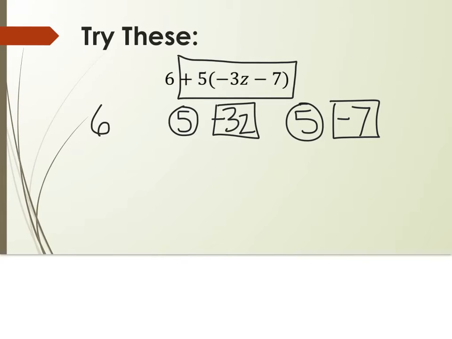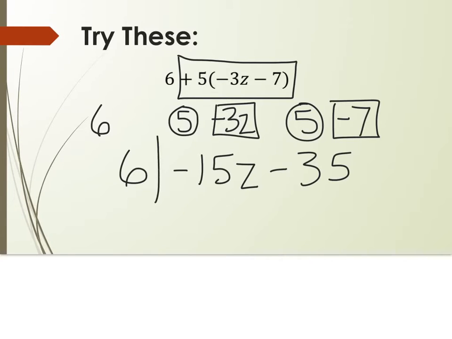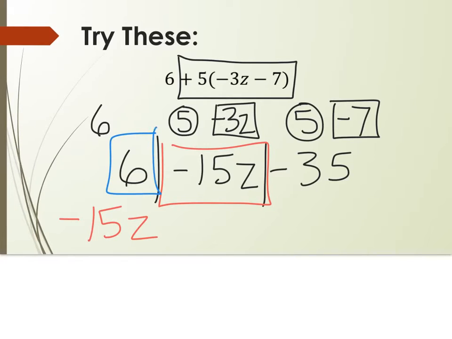5 times a negative 3z is a negative 15z, and a positive 5 times a negative 7 is a negative 35. I'll bring down the 6 too so we don't forget that. That leaves three terms, a positive 6, a negative 15z, and a negative 35. There is only one z, a negative 15z, so that won't be combined with anything. But you do have a 6 and a negative 35.